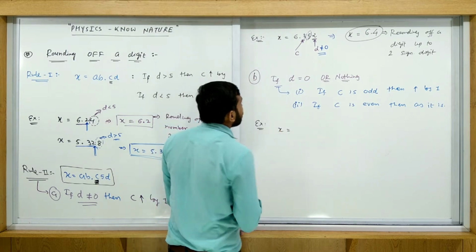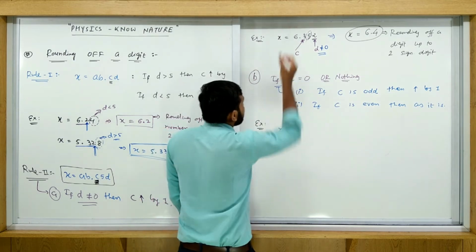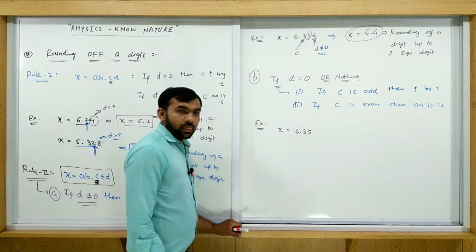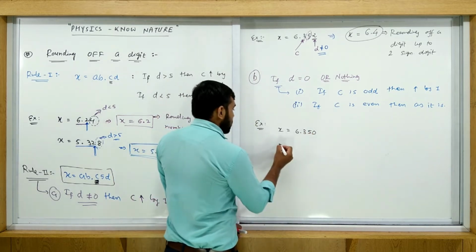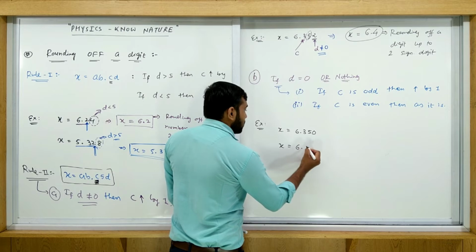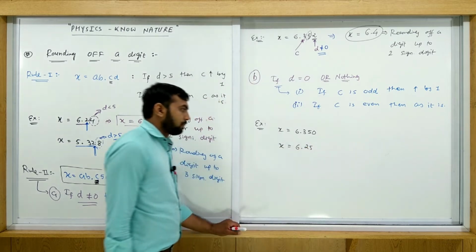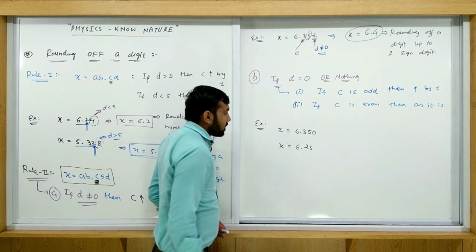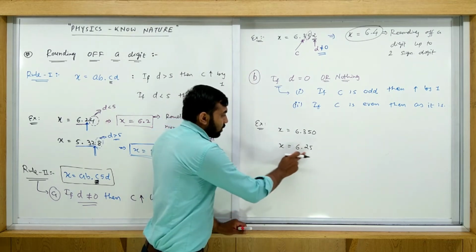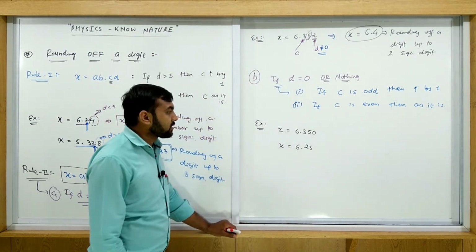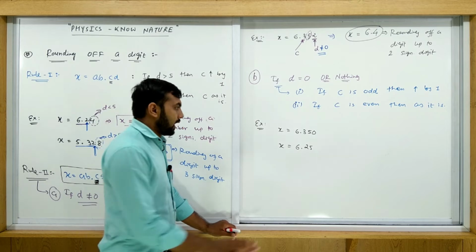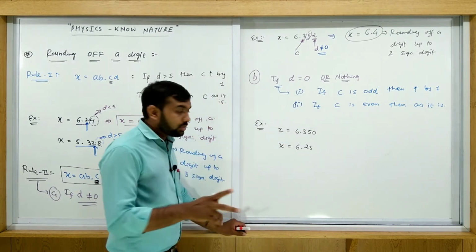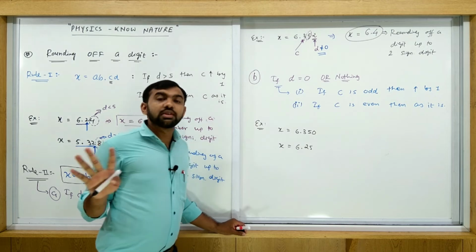Consider X is equal to the same example, 6.35, or 0 suppose, or X is equal to 6.25. Suppose it is like this. Which is the first? 6.350. And which is the second? X is equal to 6.25. We have to round off this up to 2 significant digits. Right now how many significant digits? 1, 2, 3, 4. Here 1, 2, 3. We round off both of these up to 2 significant digits.